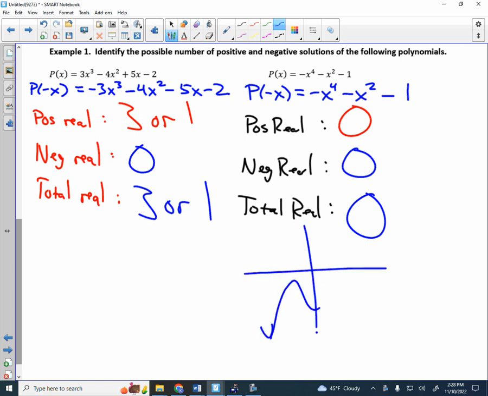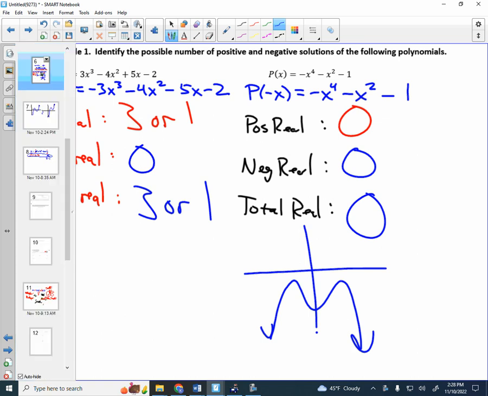It probably looks something like that. It always stays below the x-axis, never crosses. So should we even try to find solutions? No. If we did, we would come up with 4 that are imaginary. See how we could tell all that information by just looking at the sign changes and nothing else? That's pretty cool. You're going to use that a lot moving forward, and we'll practice it again.